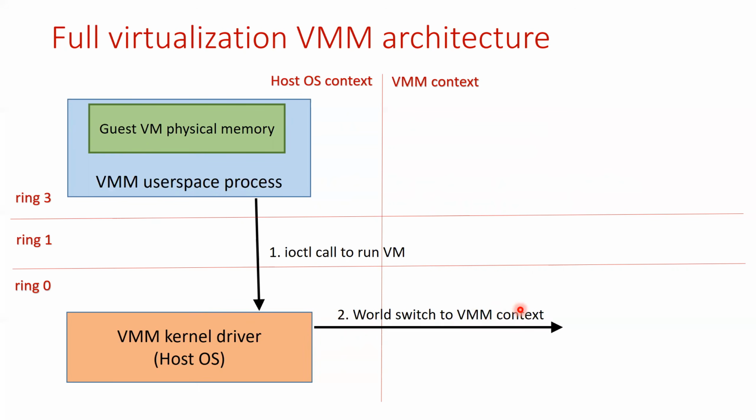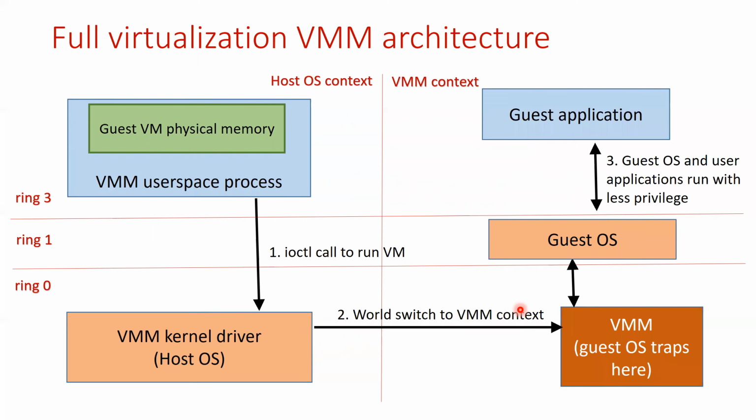Once you're running the guest VM, what are all the various components? You have the VMM that runs in the highest privilege level of ring 0. Whenever the guest OS has to do a privileged operation, it traps here. You have the guest OS itself that has been translated to run in ring 1, in a less privileged level than ring 0. And of course, you have the guest user applications that are running in ring 3 as usual. Anytime the guest OS needs to perform a privileged operation, it traps to the VMM.